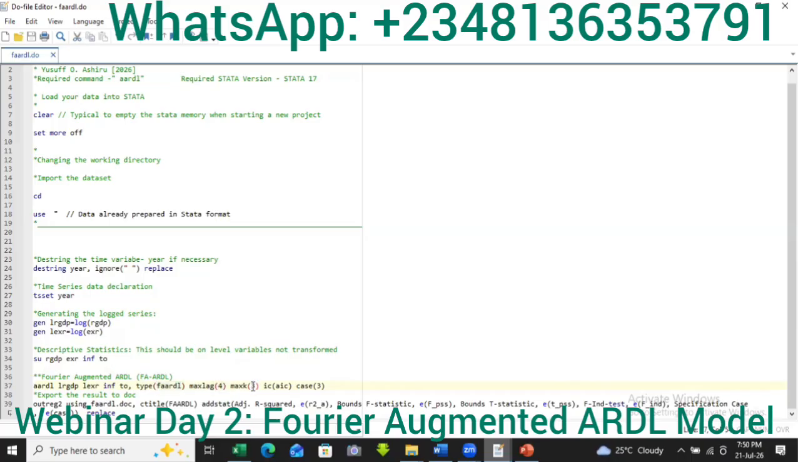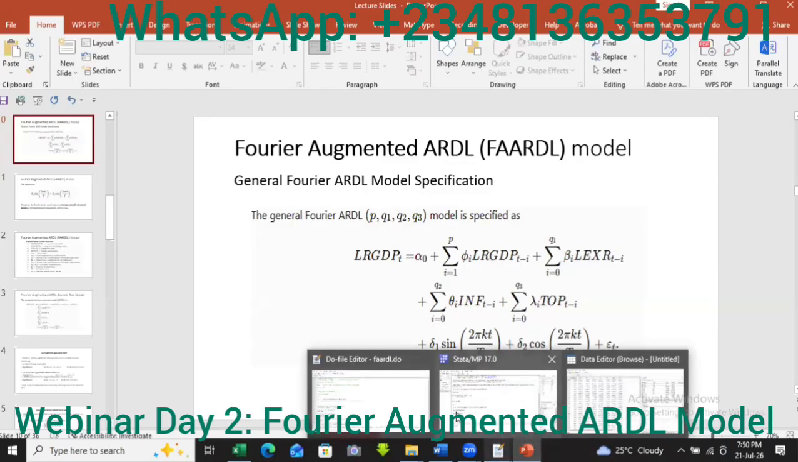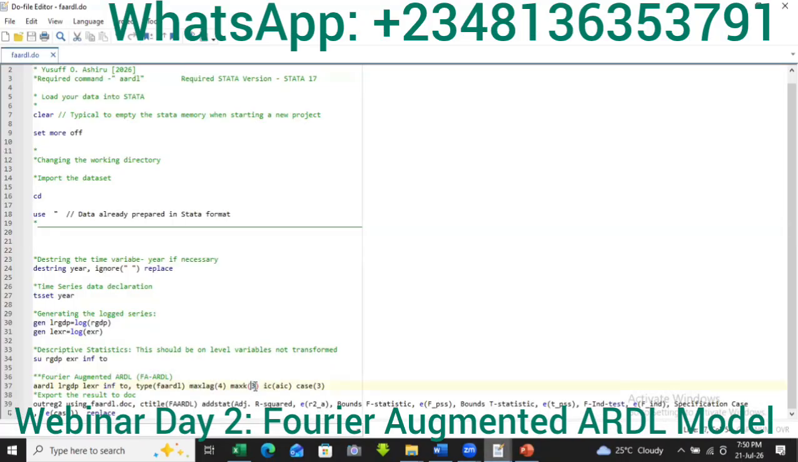Then the maximum number of frequencies. You can see in the specification where we have the frequency in the Fourier terms. This K means frequency, so we set that to 3. The maximum is 3, as hardly can you find a value with more than 3 frequencies. Then AIC as our criterion. Then we have the case, the popular case, that is the unrestricted intercept and no trend. Let me run that.